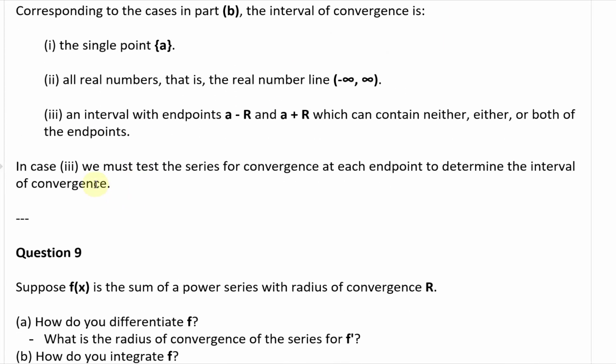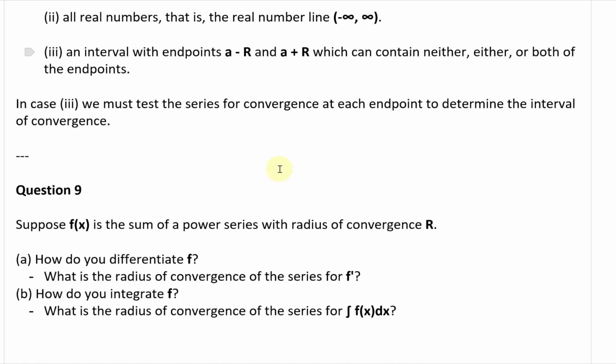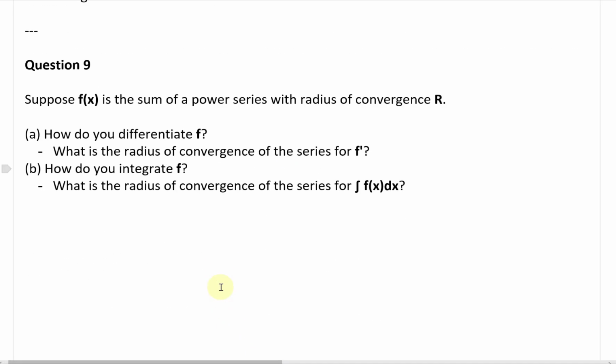And going further, in case 3, we must test the series for convergence at each endpoint to determine the interval of convergence. So we need to actually test directly at those endpoints. Because the radius of convergence just says it converges within that radius, but at the actual endpoints, you have to test that separately. And again, it depends on which series you're looking at.